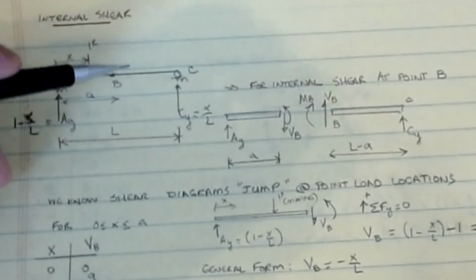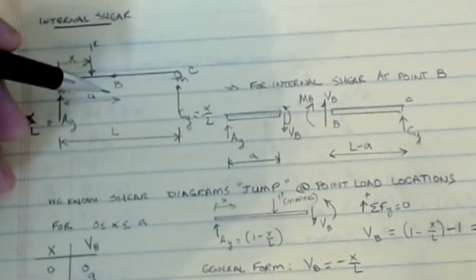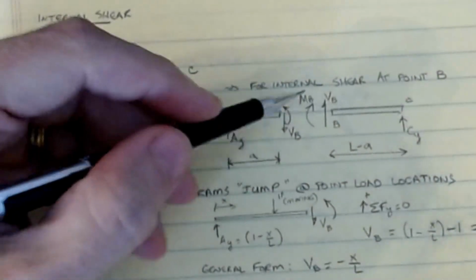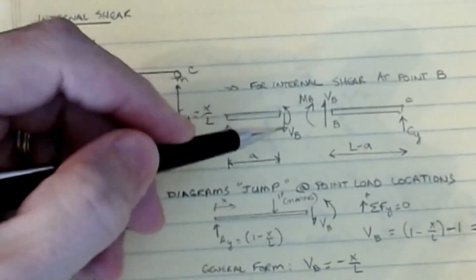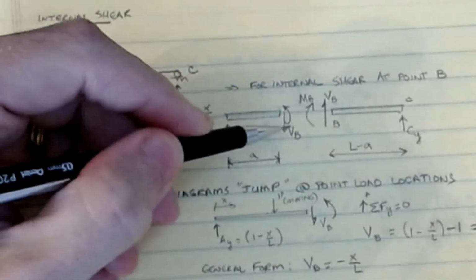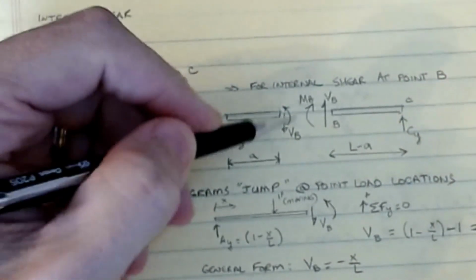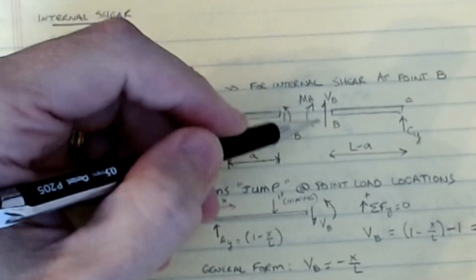So I know that if I wanted to find the behaviors at B, I would draw a diagram that looks something like this, where I cut it at B and expose all of the internal effects, and this is my positive sign convention. And the same thing works for moment. I have a counterclockwise moment, a downward shear on the right side of the cut, and then on the left side of the cut, it's the opposite.